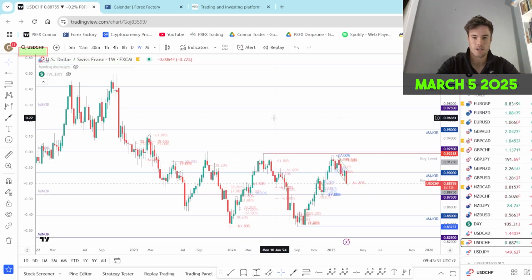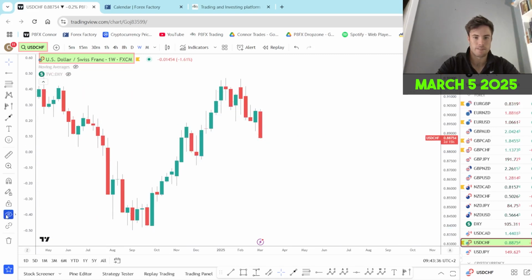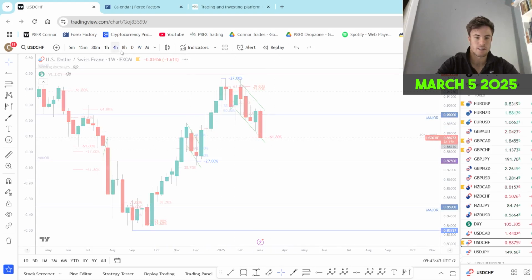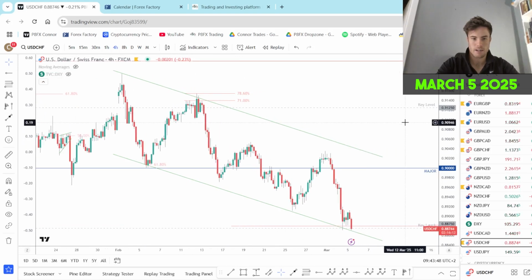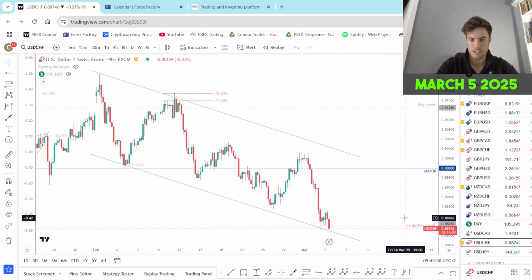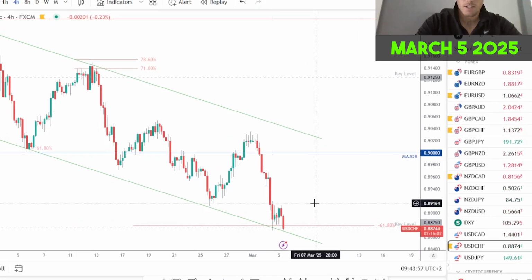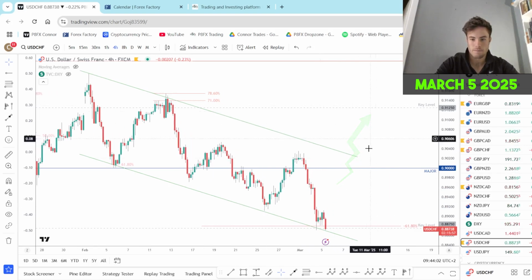So if we look at Euro USD Swiss franc, on the weekly, we've got a lovely bullish engulfing for price to go up. However, we have now pushed all the way down to this key level. If I go down to the 4-hour, we've got a descending channel for price to break out upwards. We're at extension level, the minus 61, as well as a key level at 0.88750. So our expectation is for price to break out upwards. We've taken an entry at that key level.